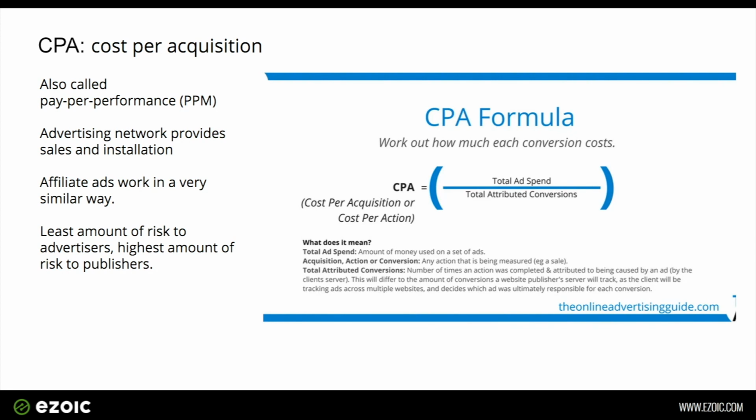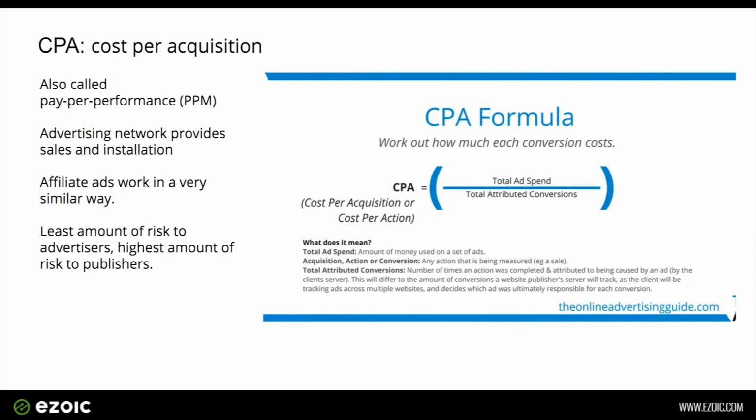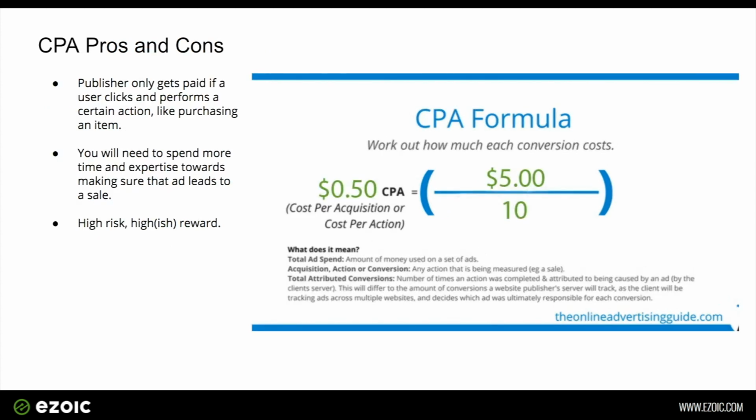So CPA is the total ad spend divided by total attributed conversions. See that here? Let's say they spent $5 on an ad and 10 people purchased something once they clicked on the ad. That means that you have earned 50 cents. So that's quite a low amount to earn for basically a bunch of effort and depending on your visitors to go purchase something. So you only get paid if a user takes a certain action, which is usually purchasing something.